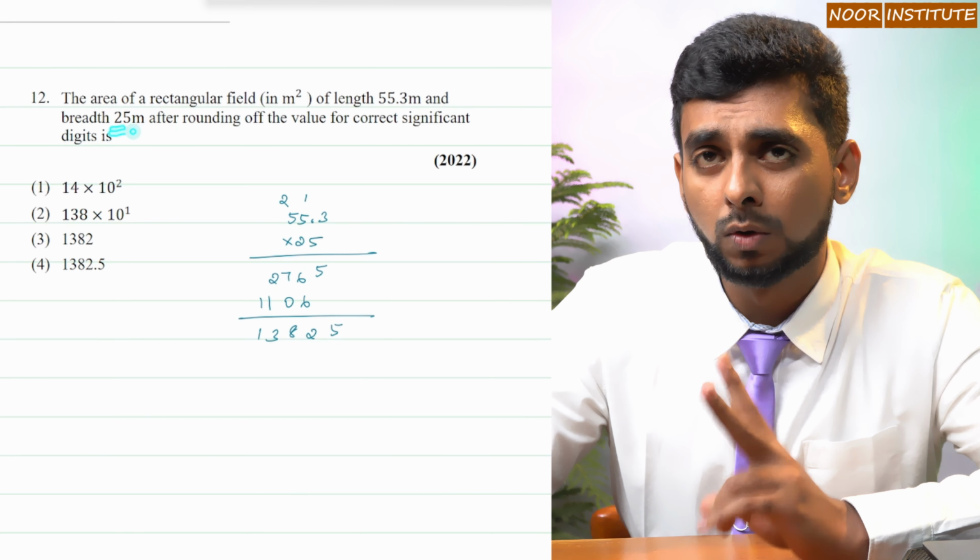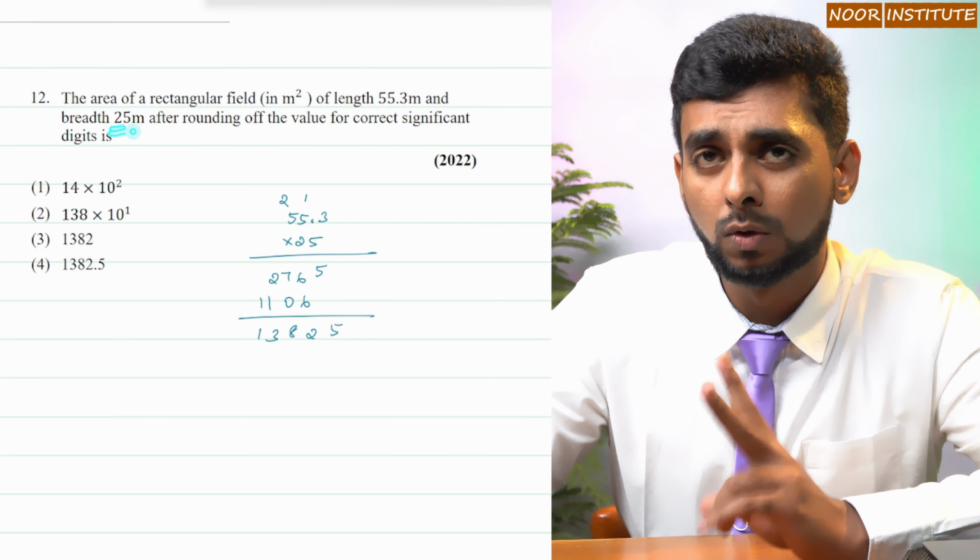If I put the decimal place with respect to the question, I'll have 1382.5. I'll have to round it off to two significant figures, which is 14, because the next number, 8, is greater than 5. Therefore, I'll round it off to 1.4 or 14. Here let me put it like 14 into 10 power 2. I matched it with the option.